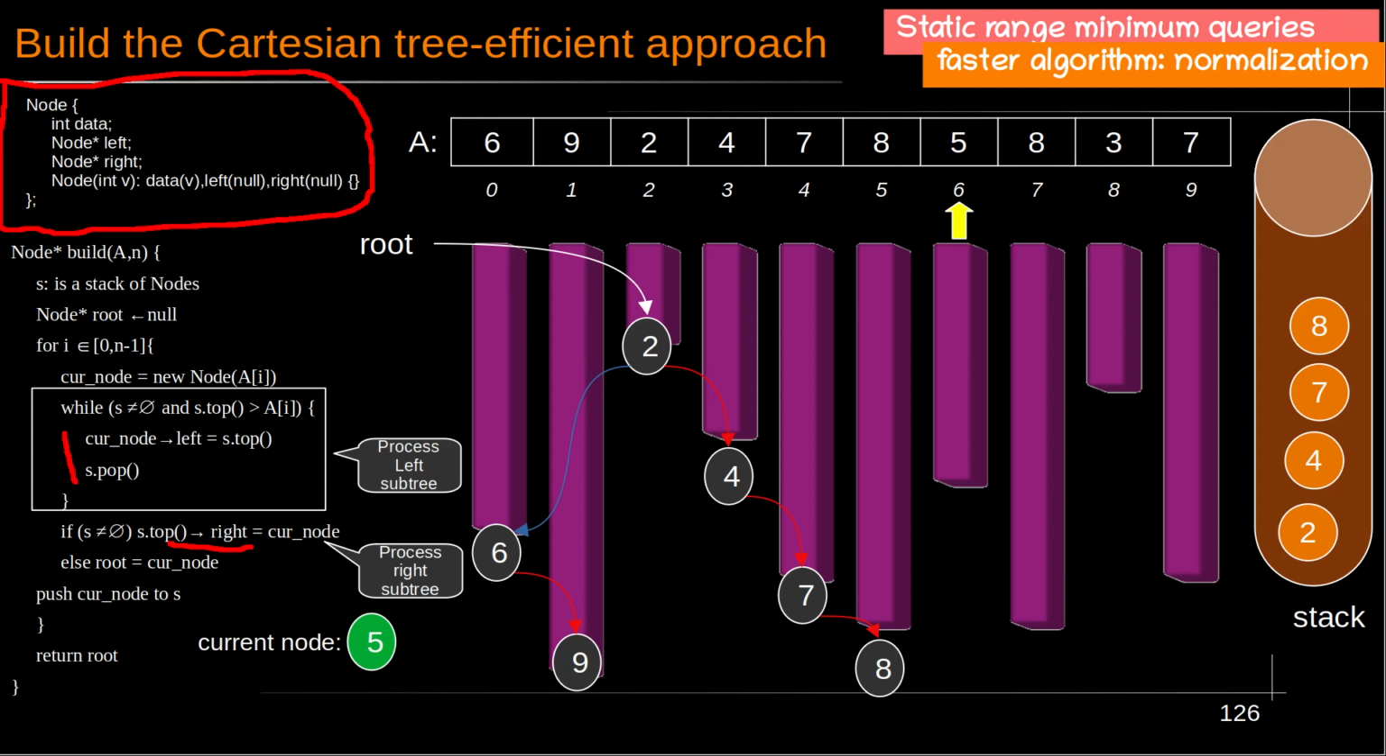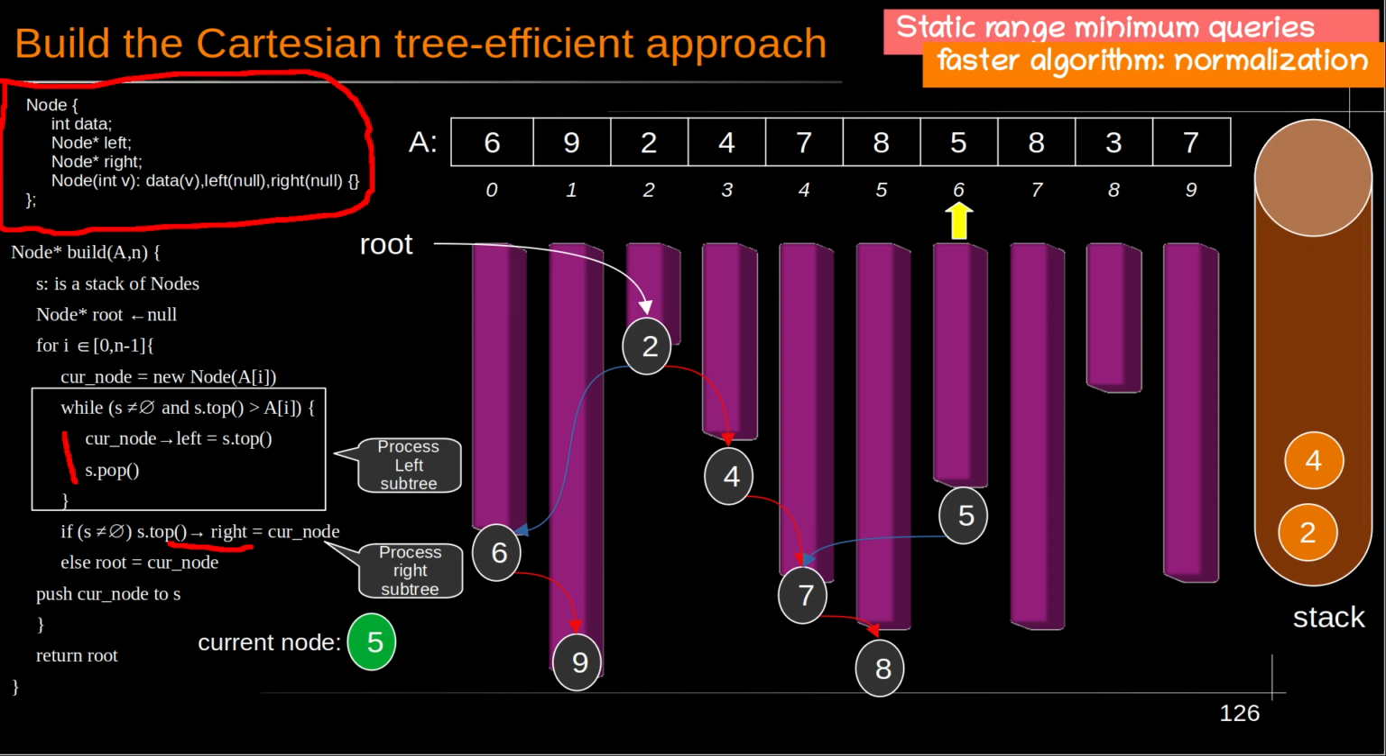We go to 5. The current node is 5 here. Now we test. If 8, the top of the stack here, is greater than 5, the current node, the answer is yes. So I will say that the left tree of the current node will be for now 8, which is the top of the stack. And we pop from the stack. And we check for the other elements now. Is 7 greater than 5? Yes. So the left subtree will be 7 of 5. And we pop 7 from the stack. We check, is 4 greater than 5? The answer is no, so we exit the while loop.